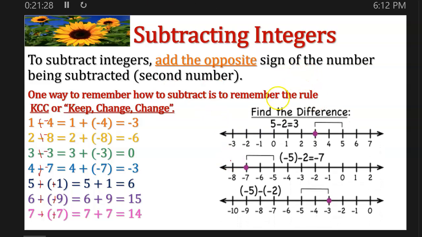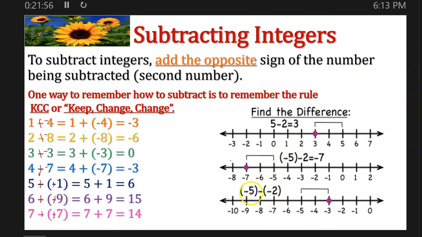Okay, here's an example of a number line using subtraction. So here we have 5 minus 2. We started at 5, and then we went in the negative direction 2, and we ended up at 3. Okay, negative 5 minus 2, we started at negative 5, and we subtracted 2, so we went in the negative direction again, 2, and we ended up at negative 7.